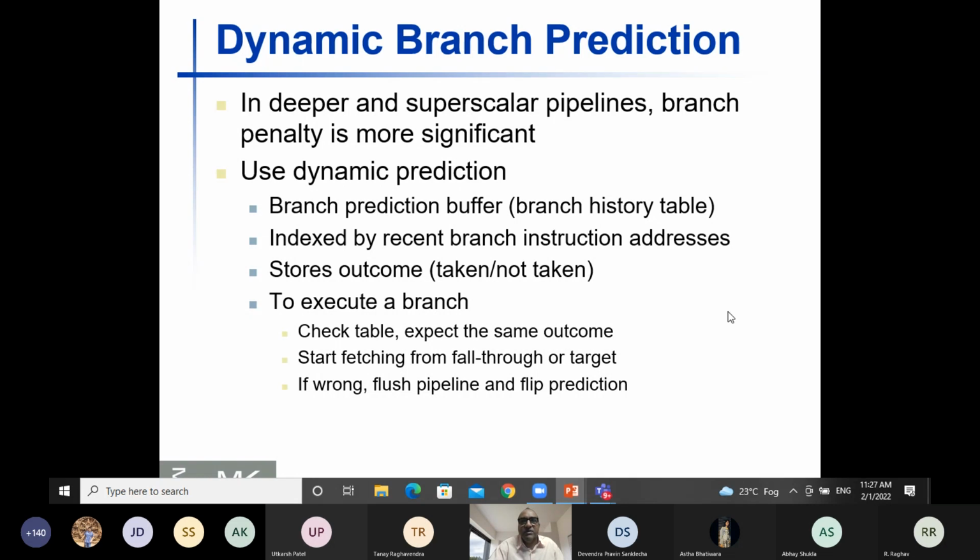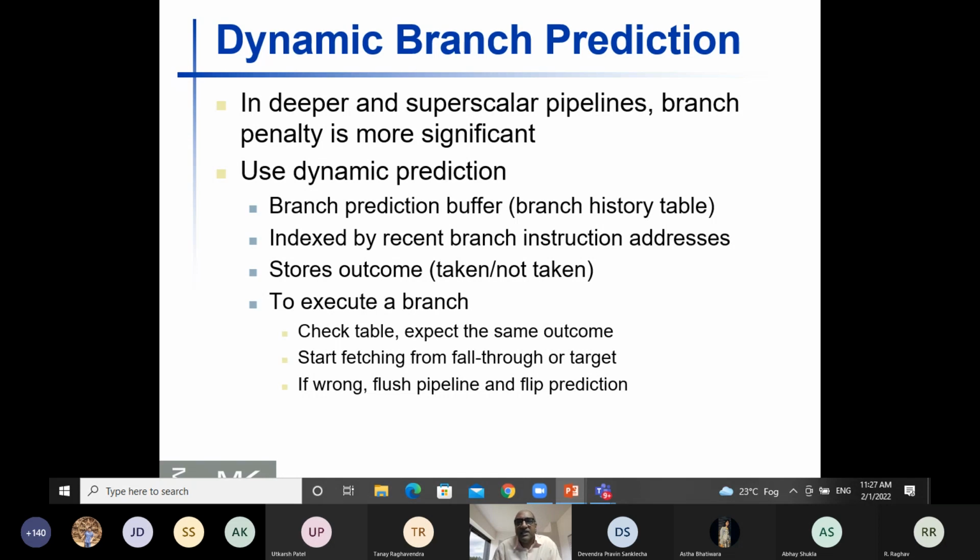So dynamic branch prediction means you need to predict the branch decision, whether it's taken or not taken, at the fetching stage itself. For that, you need to use some additional circuitry, and not only the prediction, you have to also provide the branch target address. With that, the PC will load the target address and fetch the instruction from the target address.